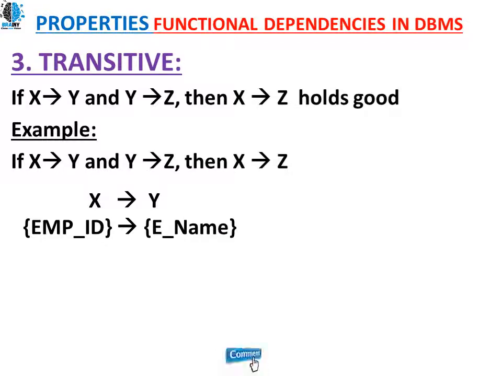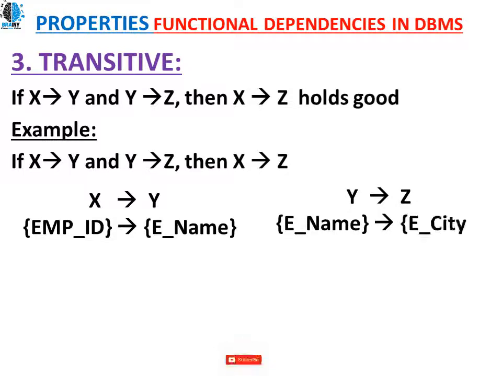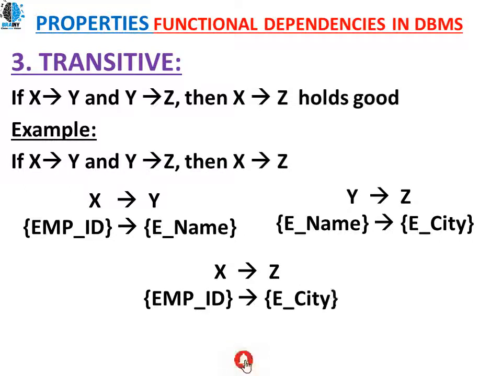So X goes on Y means Y depends on X. Next, Y goes on Z means that Z depends on Y. So employee name, arrow, employee city. So employee city depends on employee name. So let's see this X, arrow, Z. It means Z depends on X. So employee ID, arrow, employee city. So it means that employee city depends on employee ID. Let's see this employee ID here. Here also employee ID. Yes, correct.